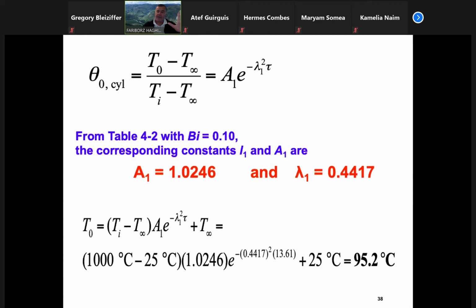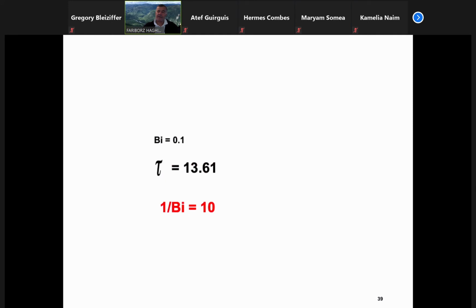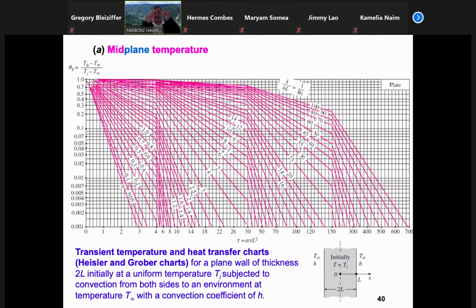Now let me continue this problem. If I want to use the graph, what will happen? We calculated the Biot number, it was 0.1, right? For this problem, we find the Fourier number is 13.61. Am I correct? Yes, sir. Therefore, 1 over the Biot number, 1 over 0.1, becomes 10. This is 1 over Biot number. If I want to use the graph, this is the figure that we have.